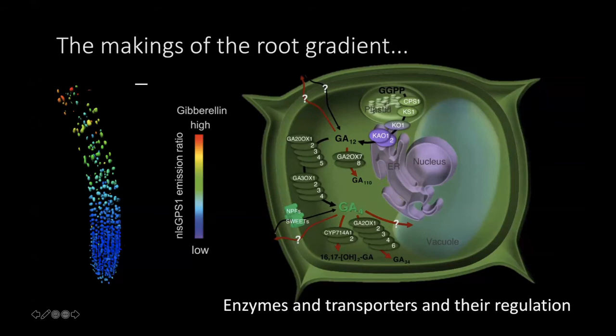And of course, I mentioned that there are enzymes and transporters and their regulators. And if you look at this slide, not for the details, but just the overview, it's quite complex, right? So we have multiple subcellular compartments. We have multiple transport steps. There's a lot of stuff we know, some stuff we don't know. And so it's a huge complex system.